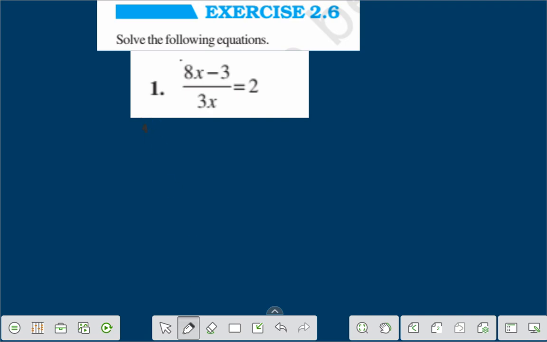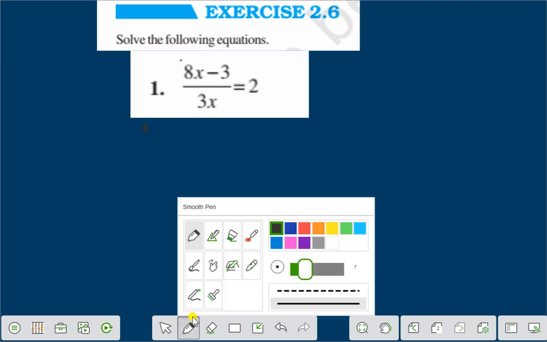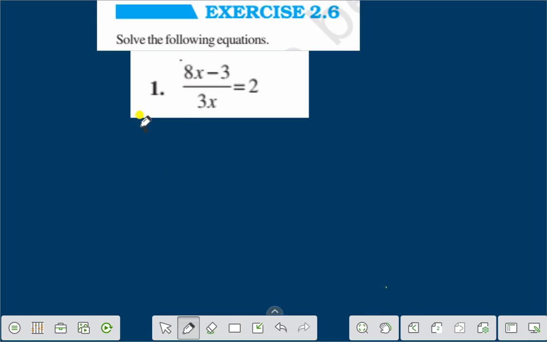Number 1 is (8x minus 3) by 3x is equal to 2.